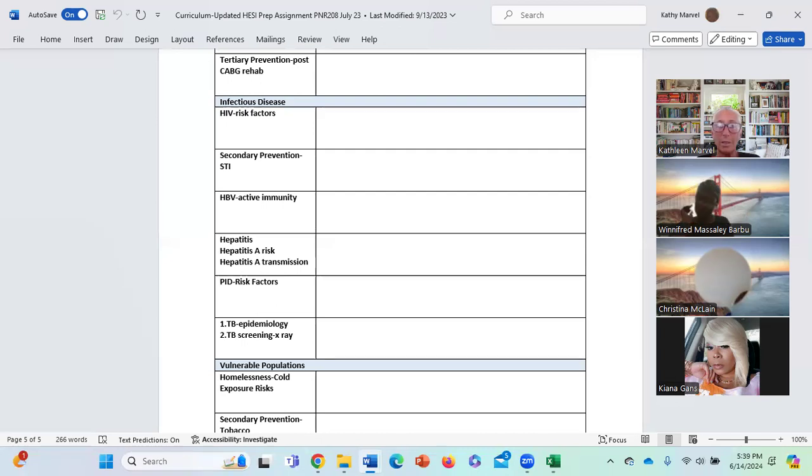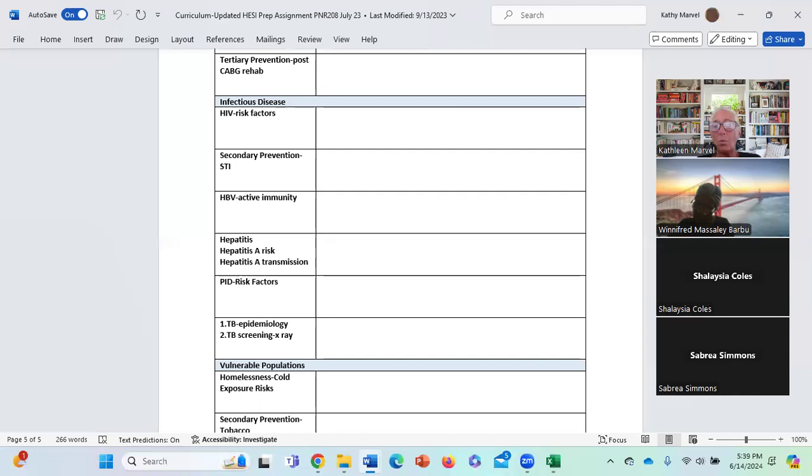Oh, what about TB? What's the epidemiology? What is TB? Tuberculosis, right? Airborne. We have to teach them N95 and negative pressure rooms. Where do we want to put them in the acute care setting? By themselves, right?